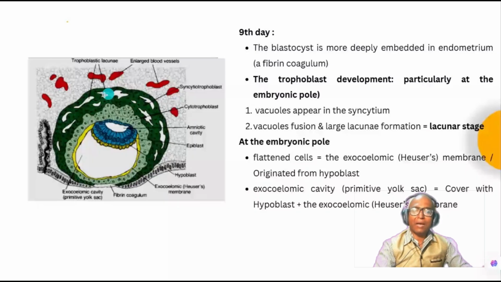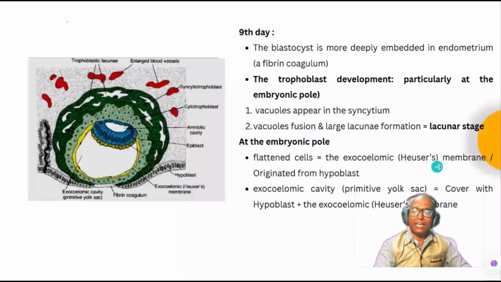Okay, now what is happening here in the embryonic pole? Flattened cells of the exocoelomic membrane originate from the hypoblast. This is Heuser's membrane. Okay, these are the flat hypoblast cells. These flat hypoblast cells will give rise to another layer which will line this particular cavity. So these flattened cells, the exocoelomic Heuser's membrane, originate from the hypoblast.